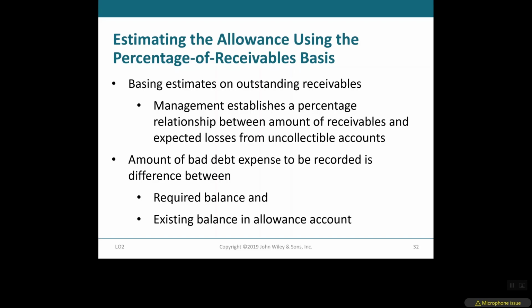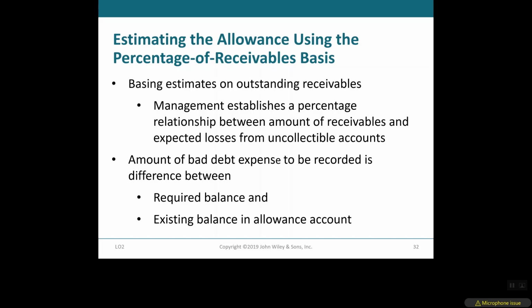Okay, the amount of bad debt expense to be recorded is the difference between the required balance and the existing balance in the account. So 10% every single month, we want to have 10% of all of our accounts receivable in our allowance. Now we're looking at what we have there as the beginning balance and what we want the ending balance to be.